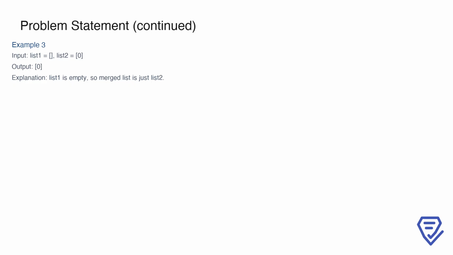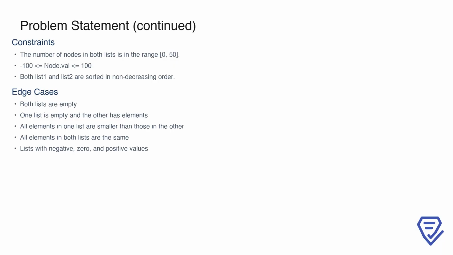In example 2, both input lists are empty, so the result is simply an empty merged list. In example 3, the first list is empty and the second list is 0, so the merged list is just 0.